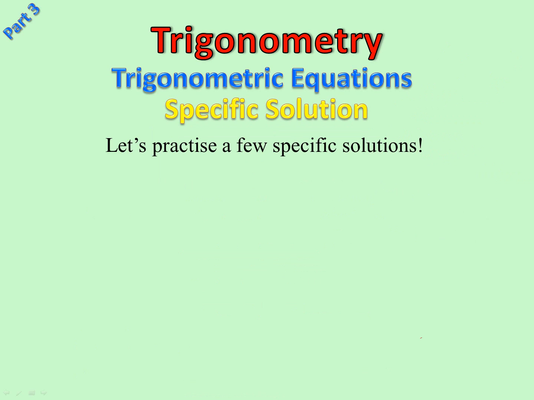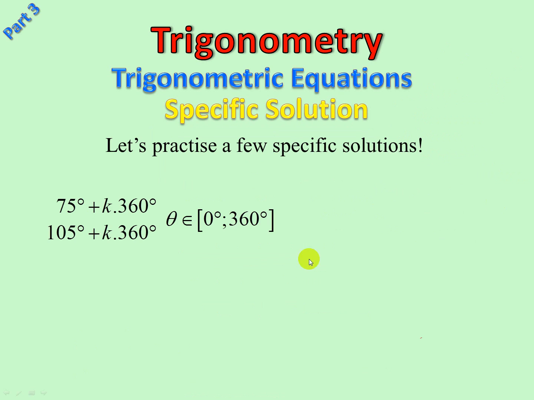Let's practice a few. Let's have a look at this. 75 plus k360, 105 plus k360, 0 to 360. Pretty straightforward, hey? Hopefully. k equals 0 gives you 75, 105, and that's your answer.